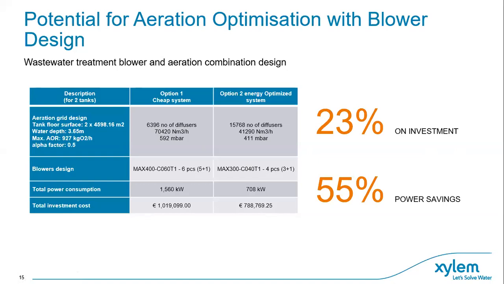This is quite simple. So 23% in this case on the investment, and 55% of power savings due to this. And over time, that's a lot of money to be saved. And in our experience, it doesn't happen often that we get to do this type of optimization. We're stuck with a more fixed solution, and then the blowers come later just to meet air demand decided early in the process.